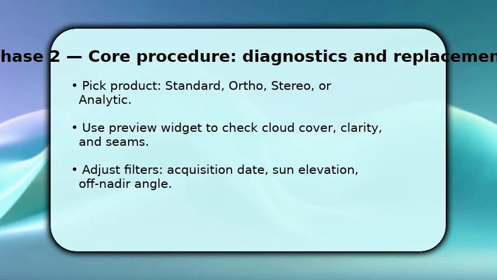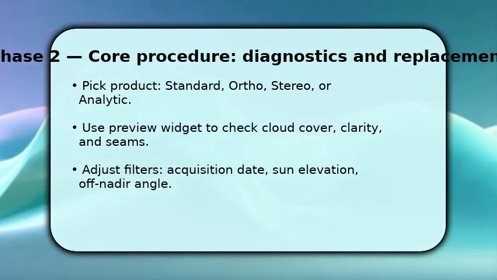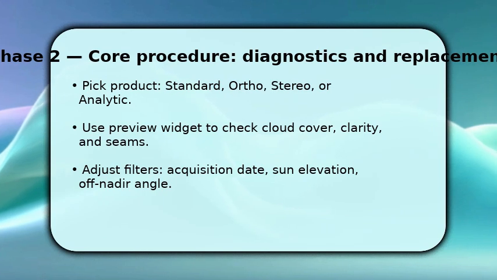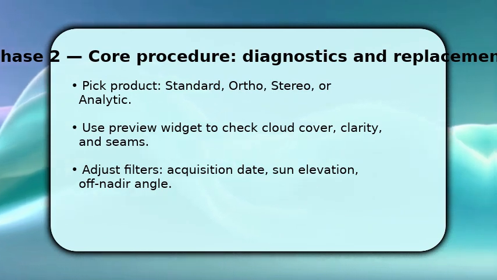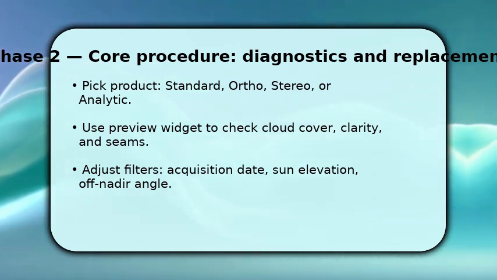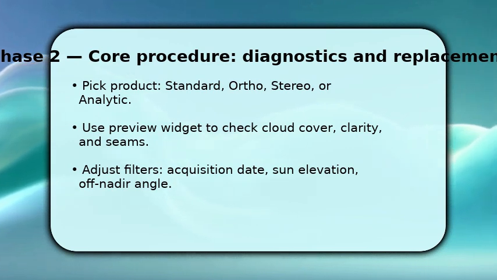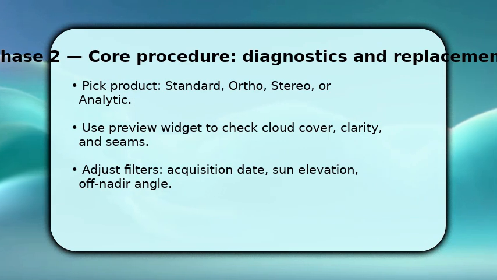Now you choose the exact product. Standard for quick look, ortho for corrected imagery, stereo for 3D, or analytic for raw bands. Pick what's needed for your task. Use the preview pane to inspect cloud cover, clarity, and seam lines. Zoom to confirm ground detail and registration.